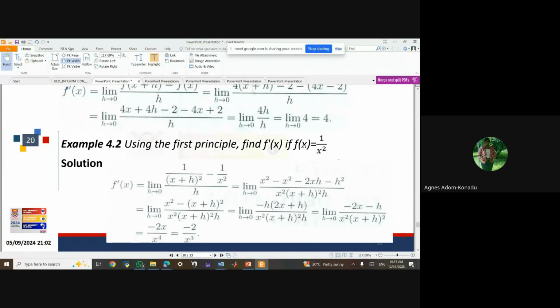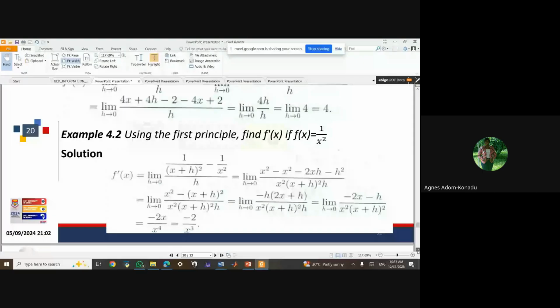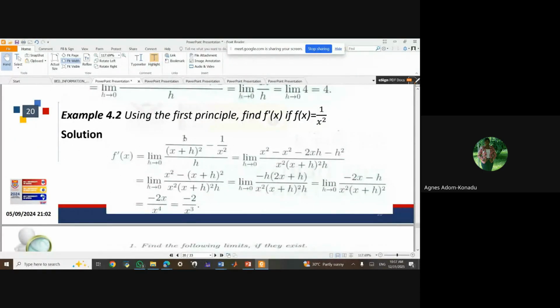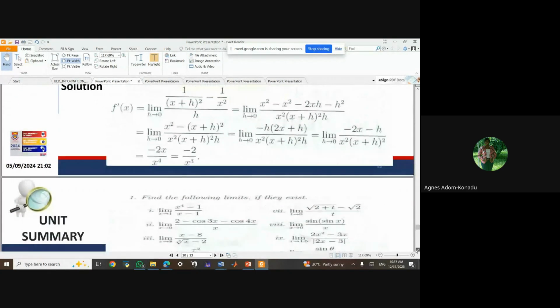Okay. So when you use the first principle to find the derivative of 1 over x squared, you are supposed to get minus 2 over x to the power 3. Please, you can take your time. The most important thing that you need here is to be able to write it like this. But the simplification is to be able to do it. Okay. So you're going to get minus 2 over x to the power 3.